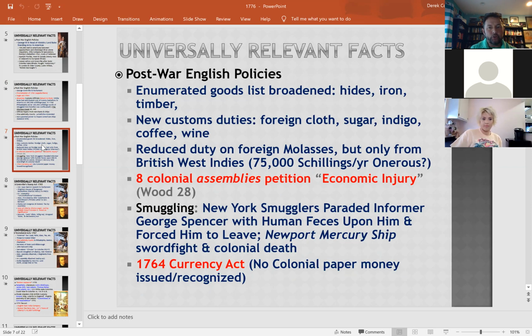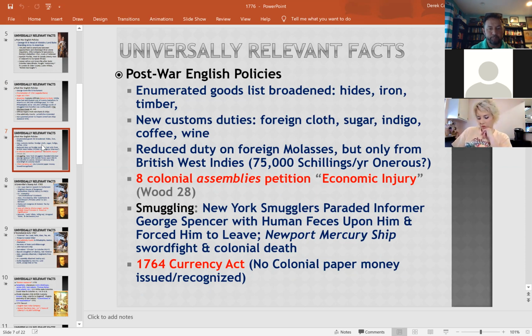So let's see here, the enumerated goods: hides, iron, timber, etc., right? Foreign cloth, sugar, indigo, coffee, wine. Now they're being taxed directly by Parliament, where we do not have anyone directly representing us. Okay, let's see here. So 8 colonial assemblies formed a petition and contended that economic injury had been done to them. Okay, I'm going off of Gordon S. Wood's book on the revolution.